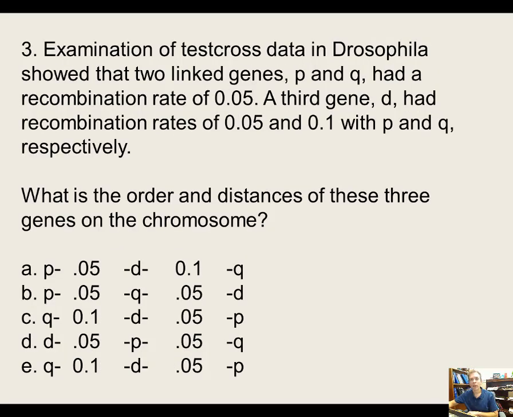Number three, examination of test cross data in Drosophila showed that the two linked genes P and Q had a recombination rate of 0.05. And a third gene, D, had recombination rates of 0.5, 0.05, and 0.1 with P and Q respectively. What is the order and distances of these three genes on the chromosome?